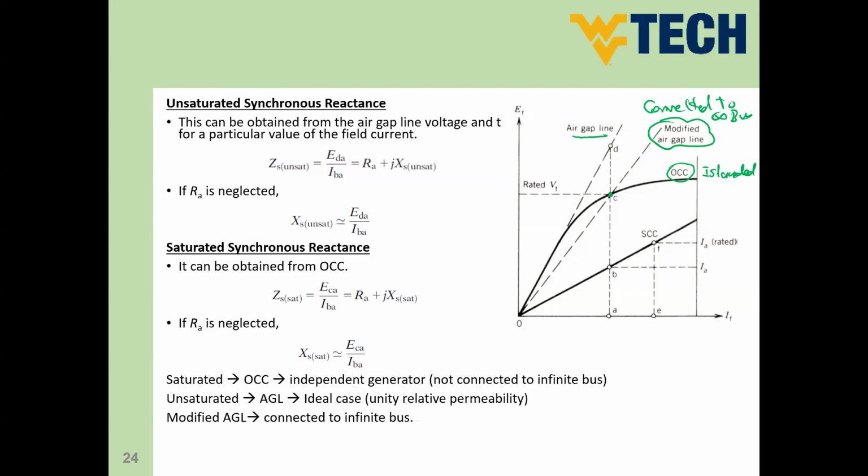The generator is working without being connected to the grid, just a generator connected to a specific load without any kind of connection to the electrical grid. So this is called standalone or islanded mode operation of generators. Okay, so we can use the modified air gap line if the machine is connected to the infinite bus, and we can use the open circuit characteristic if the machine is not connected to the infinite bus, or we call it a standalone generator or islanded mode generator. Okay, nice.